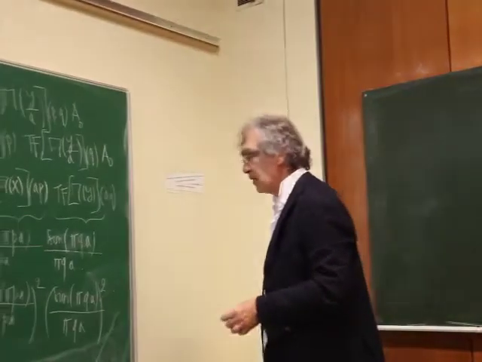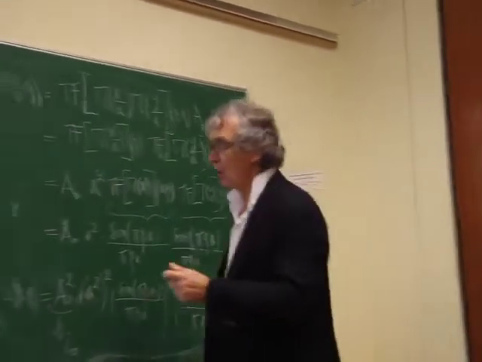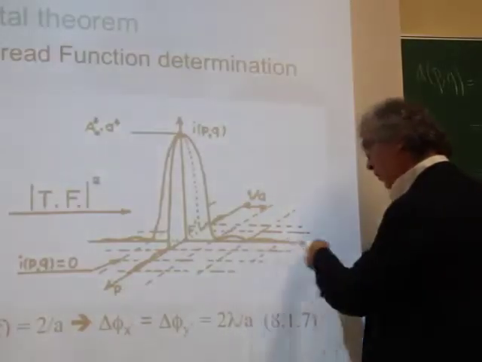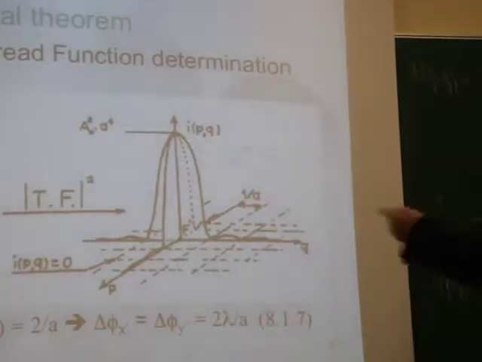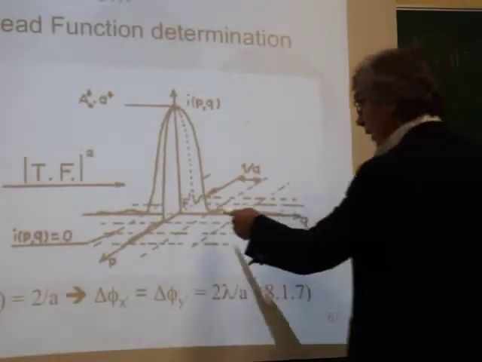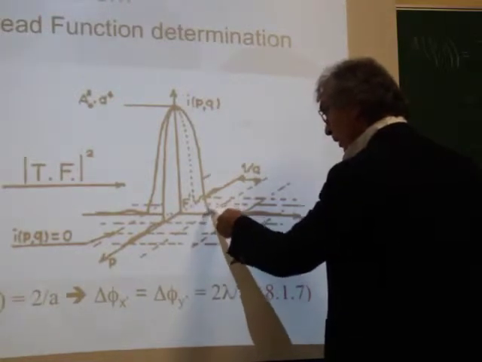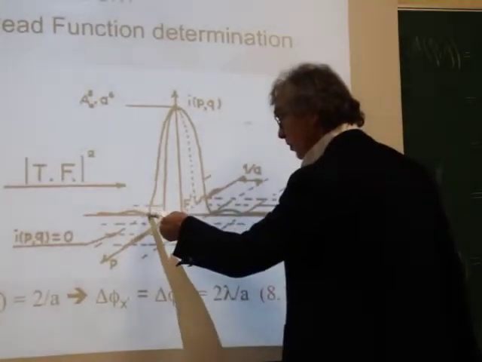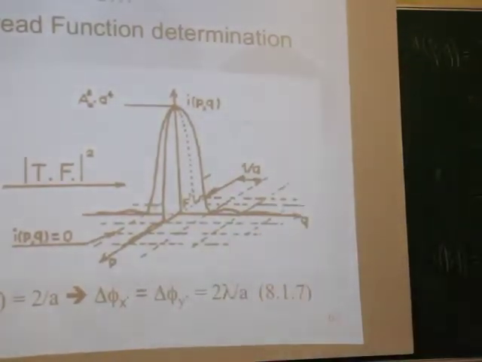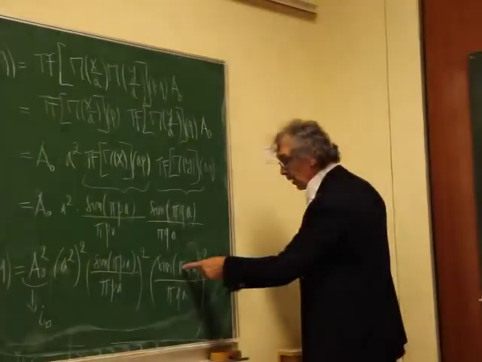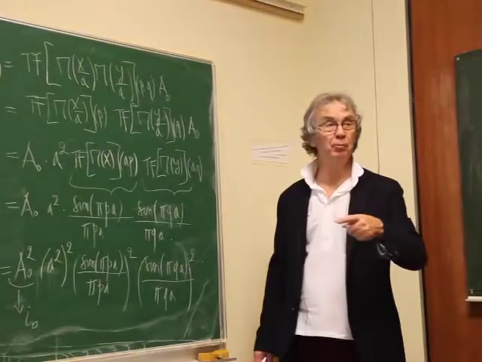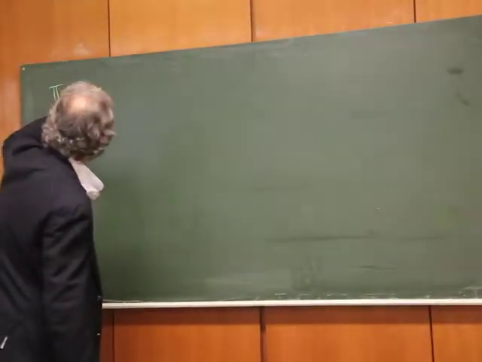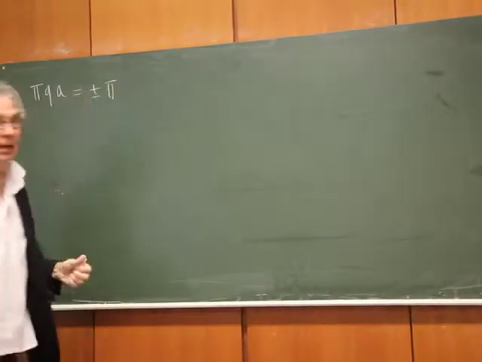So do you agree that the width of the central image is defined by the value of Q, if you look along that direction, for which this function will be equal to zero, and we should look on the opposite side too. We find that this will be equal to zero when PQA will be equal to pi. So whenever PQA is equal to plus or minus pi, I will get a minimum.